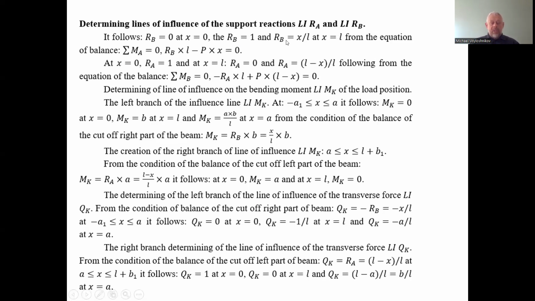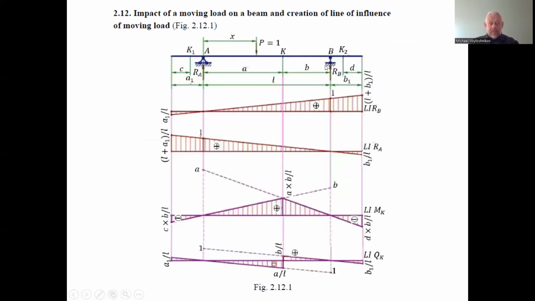With the support reaction R_B, the line of influence at x equal to L in the balance equation gives M_K equal to R_B times B. This is the bending moment of the reaction B, how it acts at the point K. So we have arm B. R_B bends counterclockwise around the point K. So we need to know what R_B is in dependence on the location of the unit force.